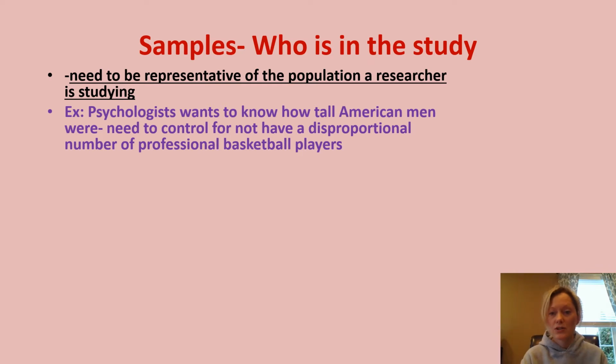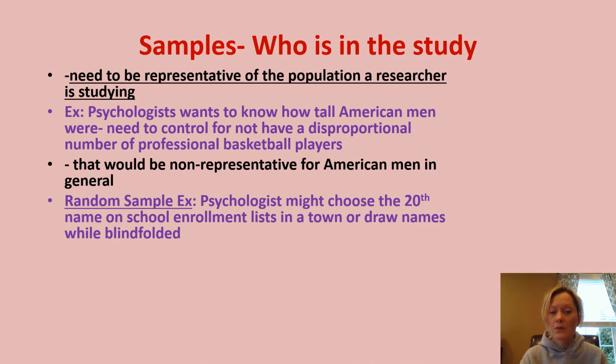Your whole population. So those are things that you have to be aware of when you're doing samples. That would be not generalized to the whole public. So a random sample, for instance, would be a psychologist choosing the 20th name on a school enrollment, as we talked about in class. If you're drawing out any 20th name on a school enrollment, like in Carmel Clay, that would be a random sample.